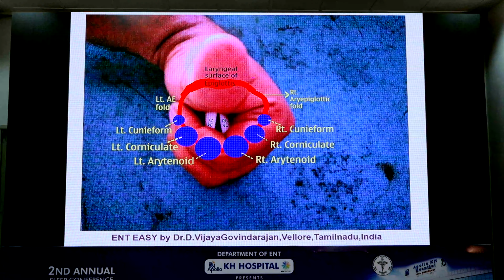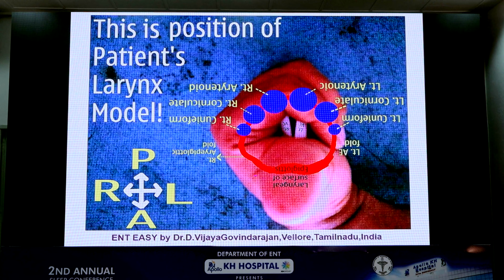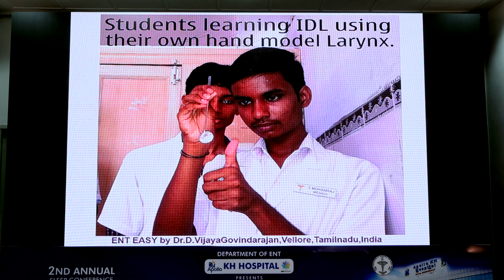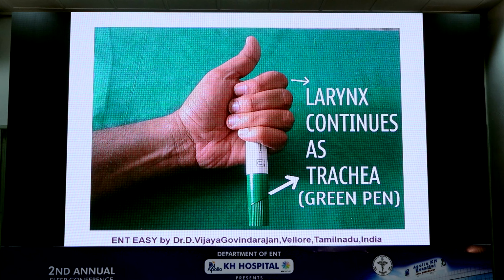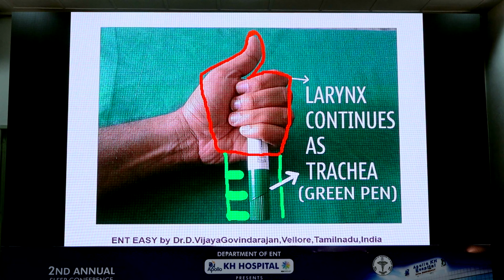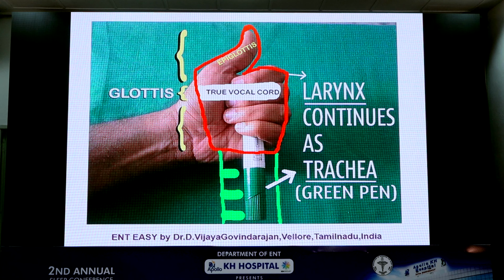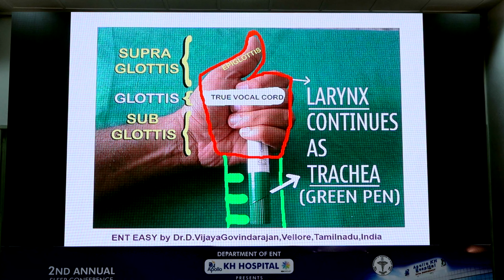So these are all the marks which we make with the pen to make the students and PGs understand what the larynx is and what is supraglottis, what is the supraglottic vestibule. And this is the patient side when we turn, and this is how the students also learn ideally. So the larynx continues as trachea, we know that, and in the larynx I have kept the white paper which shows the vocal cord, and that area is called glottis, and the area above that is supraglottis, below that is subglottis.